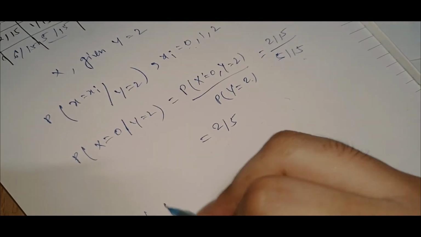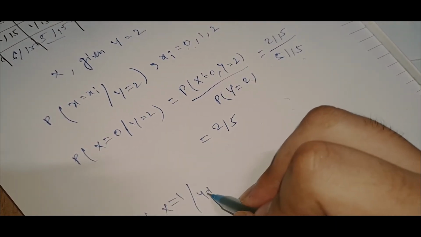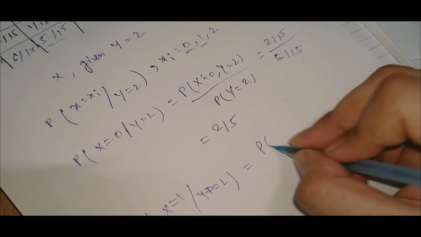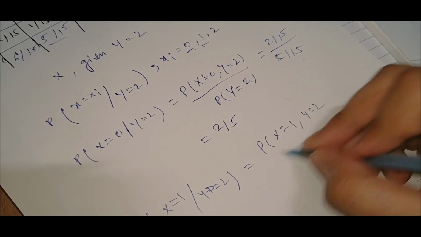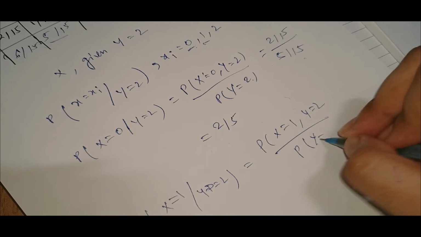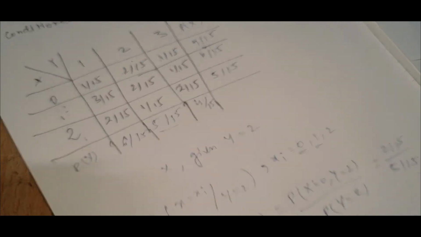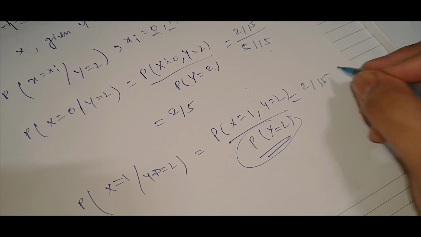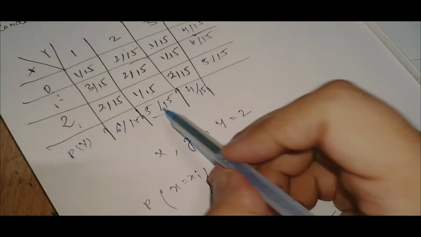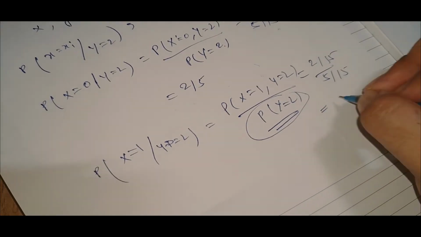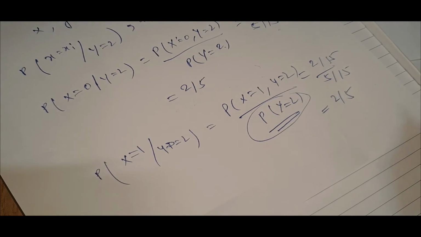Now the probability of x equals 1 given y equals 2, because we did 0, for 1 we will do. Probability of x equals 1, y equals 2, divided by probability of y equals 2. This one is given. So what is x1 y2? The value is 2 by 15. And what is y equals 2? The marginal value, y equals 2, is 5 by 15. Again the value would be 2 by 5. Okay, so this is how you will do for the third part also.